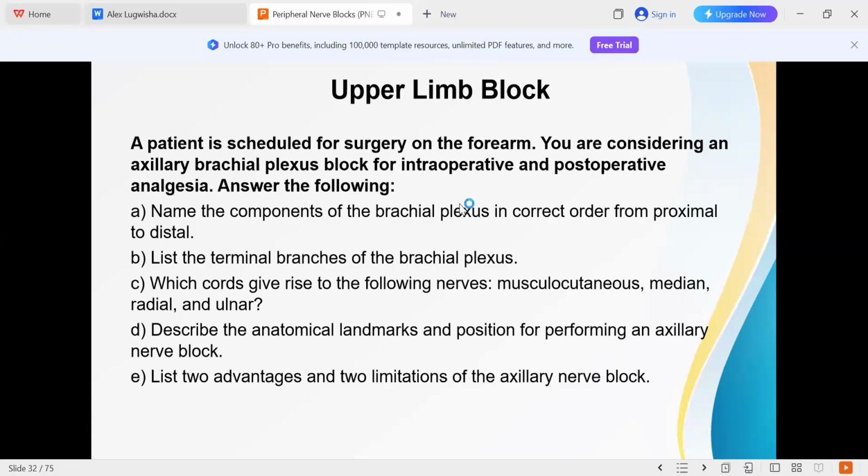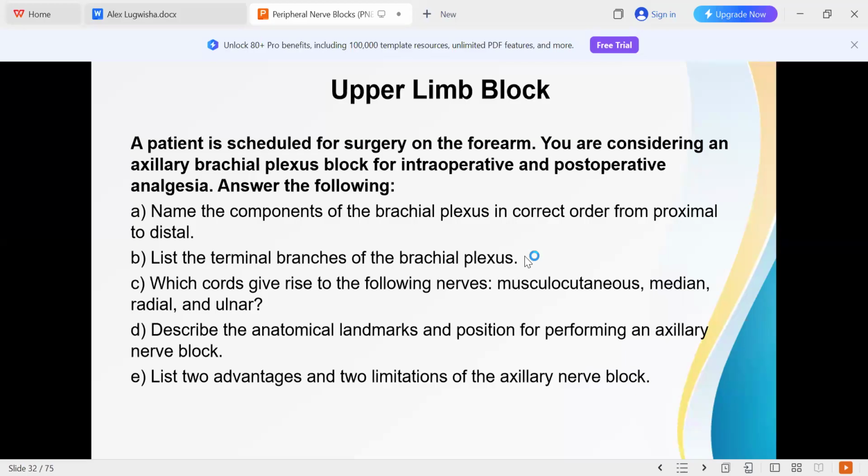Terminal branches? So we have the median nerve, the ulnar nerve, the radial nerve, and the musculocutaneous nerve. There are 5; the axillary nerve is there. I normally use the mnemonic Mr. Amu: musculocutaneous, radial nerve, axillary, median, and ulnar nerve.